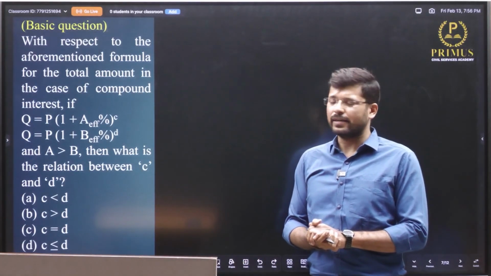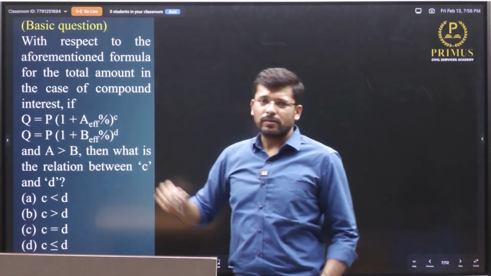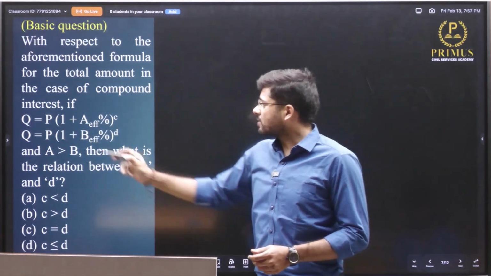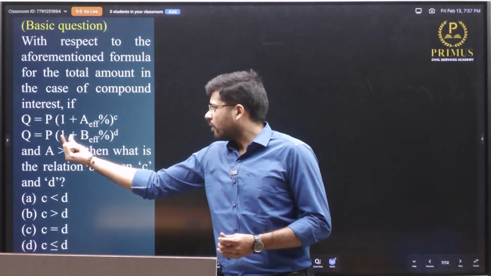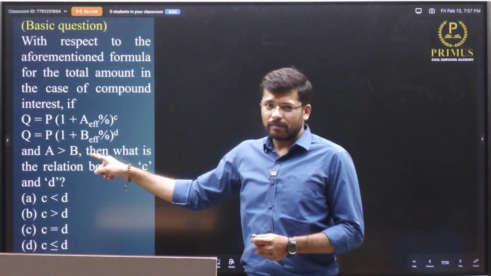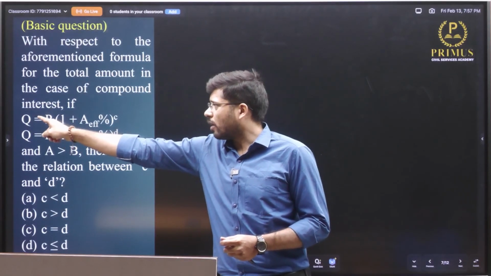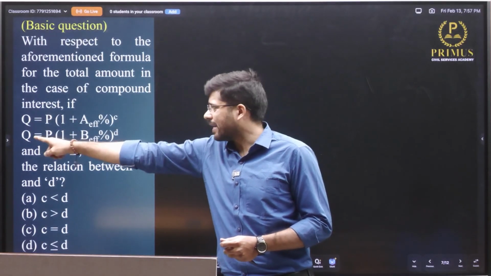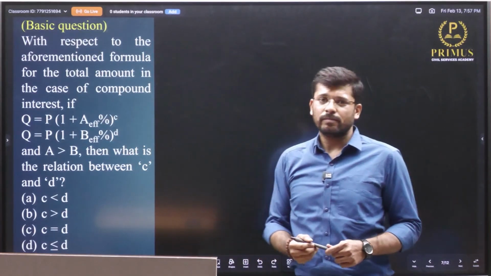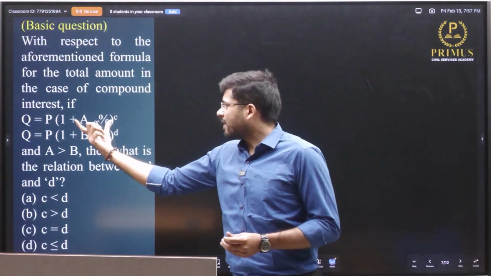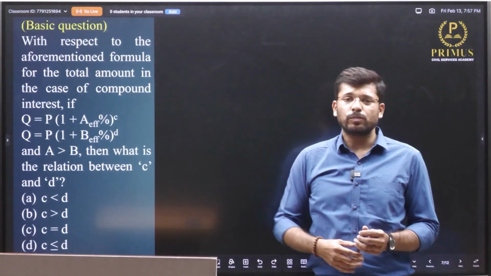Okay, how do we calculate it? See, in both the cases, P is the principal. And in both the cases, Q is the total amount. So, if A is greater than B, then actually this total amount should have been greater than this amount, right? Because A is said to be greater than B. But still, even when you do this calculation, you get Q. Even when you do this calculation, you get Q. How is that possible?